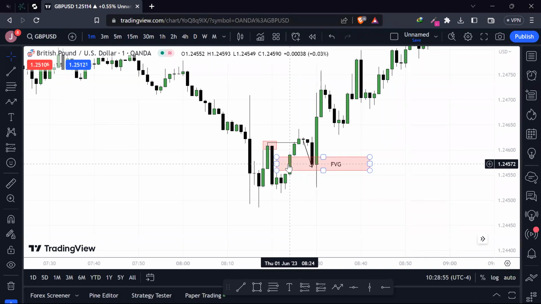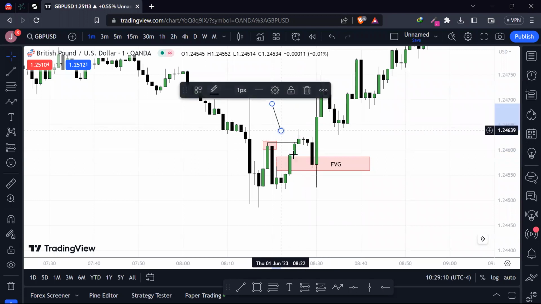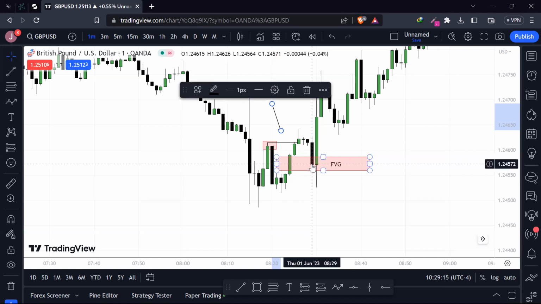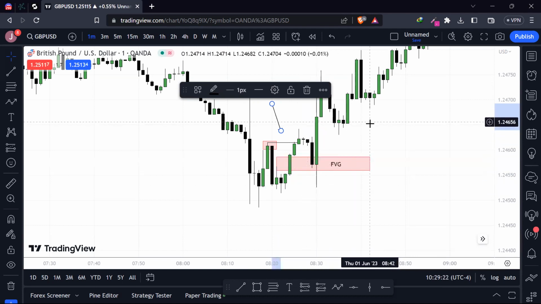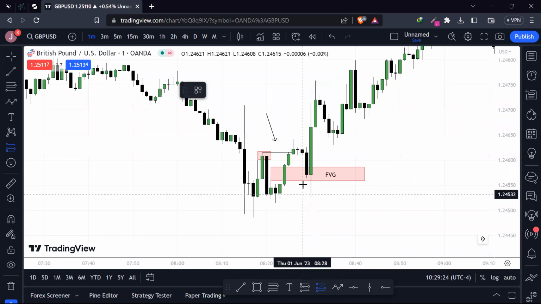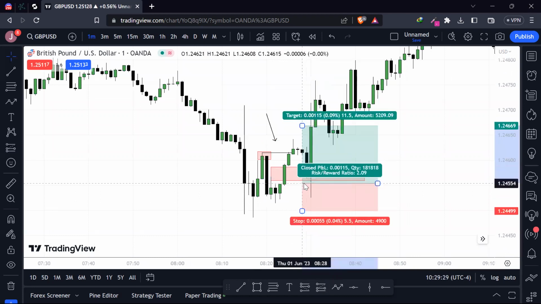Fair value gap means, as the name says, fair value: the price has not given opportunity to the buyers or the sellers. So the sellers come down and fill the fair value gap. You see, when it goes all the way here, it fills the fair value gap. Our entry will be here, long, preferably here. We don't take our entry from here.